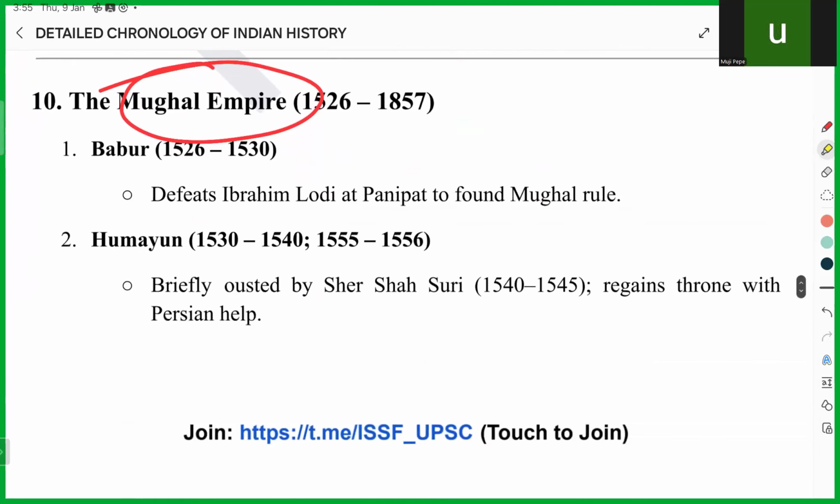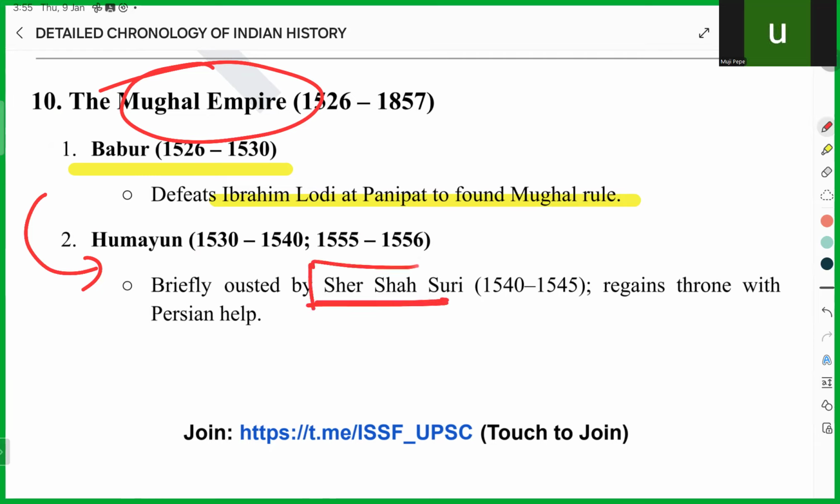He came with Turkish cannons, and Turkish cannons were the best in the business. So Babar, he defeated Ibrahim Lodi at Panipat. Then बाबर के बाद हुमायूं, briefly ousted by शेर शाह सूरी.